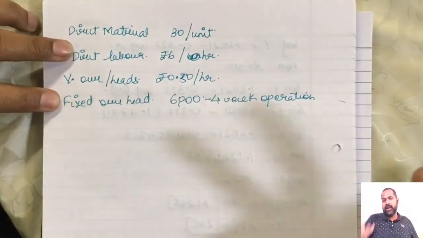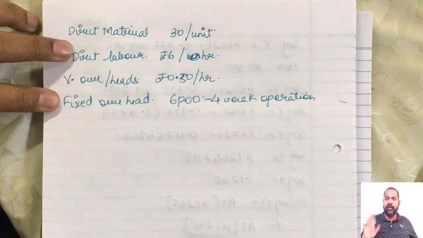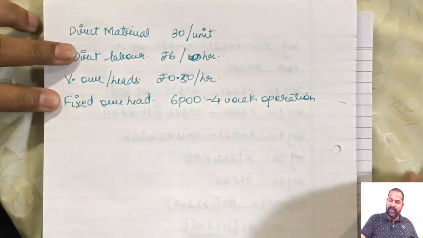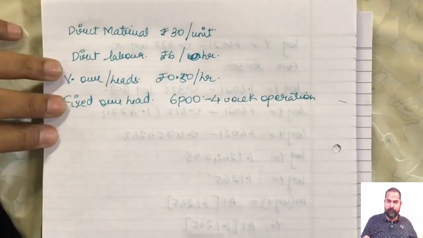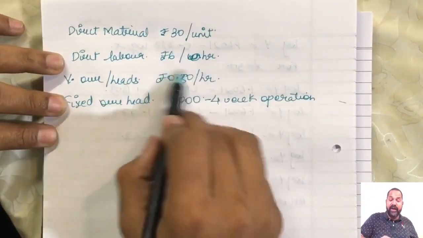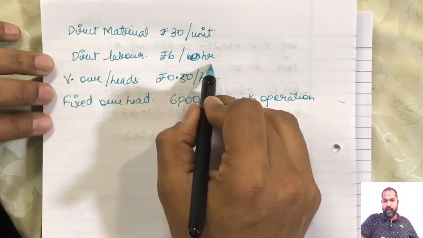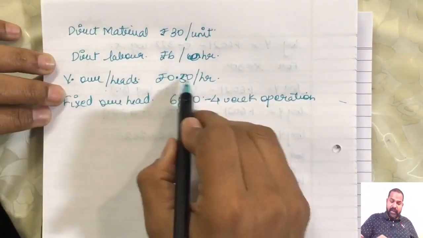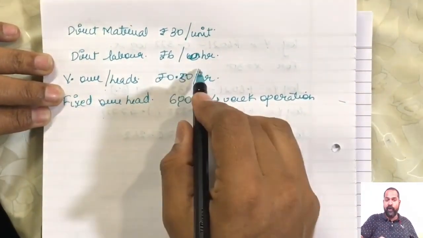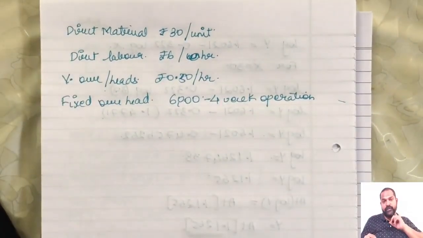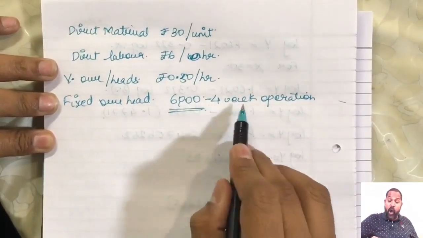Direct material: I'm making 30 units, so material is applied directly. No learning is applied on material. 1 unit is 30 rupees, so 30 units is 30 into 30 rupees, straight. No two ways about that. Labor is whatever time it took: 401.7 hours into 6 per hour. Variable overheads is also hourly: 401.7 hours multiplied by 0.5. The fixed overheads is 6,000 for a 4-week operation.